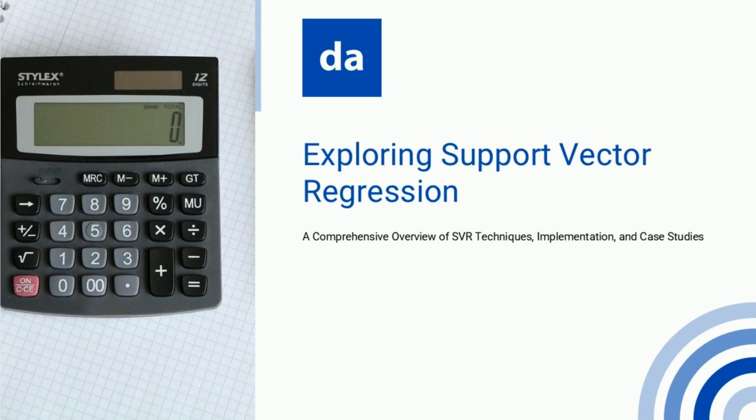Here, we're talking about something that might just change the way you see regression models forever, support vector regression, or SVR. Now, I know what you might be thinking. Support vector machines? Aren't those just for classification? Well, that's where the twist comes in. SVR takes the core principles of SVM and flips them into a powerful tool for predicting continuous values. And trust me, once you see what it can do, you'll wonder why you haven't used it more often.